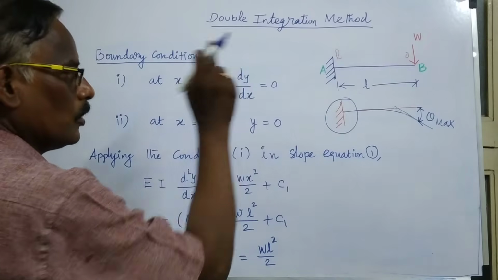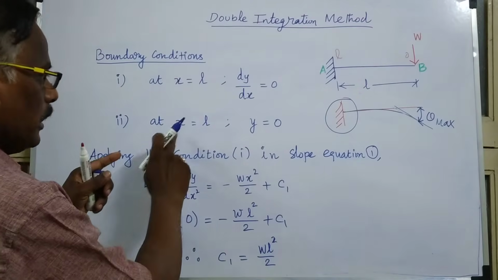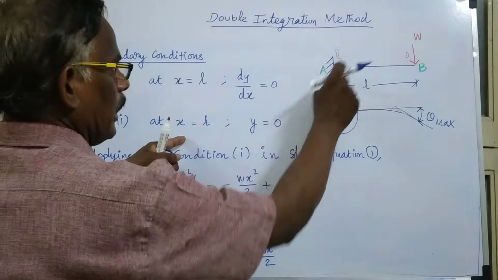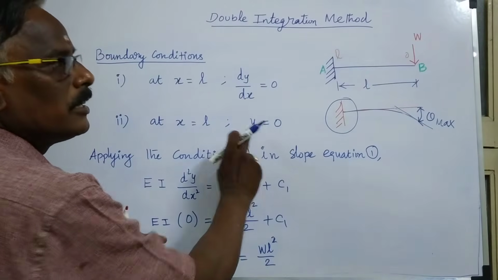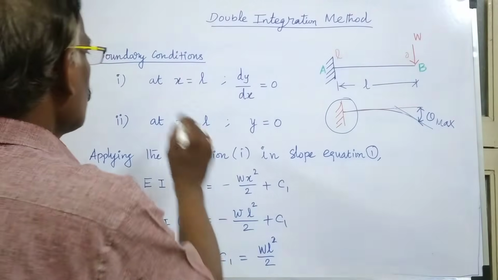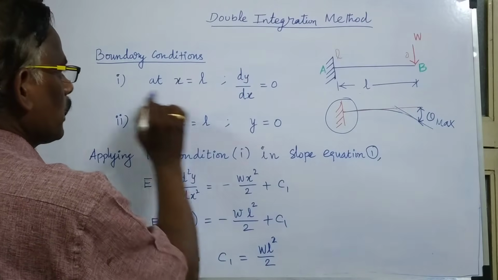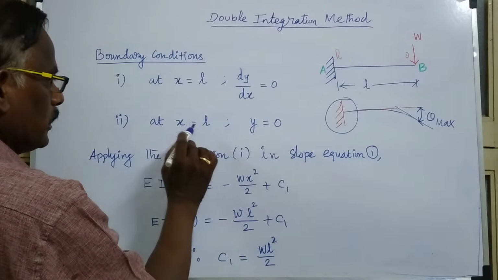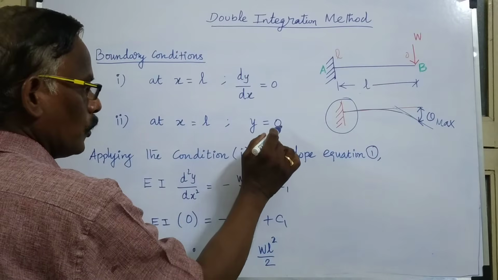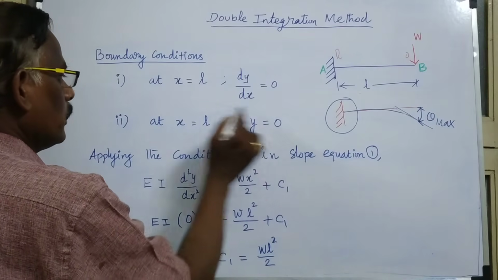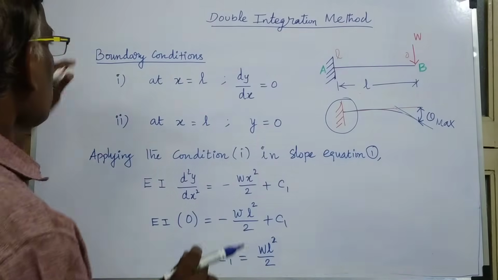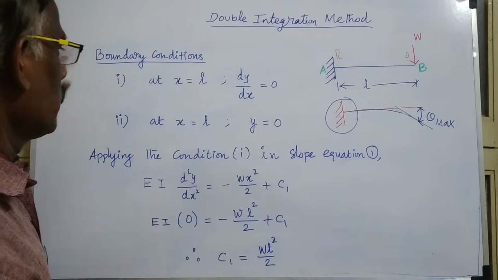dy by dx is equal to 0. Similarly, at x is equal to L, that is here, what is the deflection? That is also 0. So at x is equal to L, dy by dx is equal to 0. This is condition number 1. At x is equal to L, y is equal to 0, that is deflection is equal to 0. This is condition number 2. These are the boundary conditions, right?